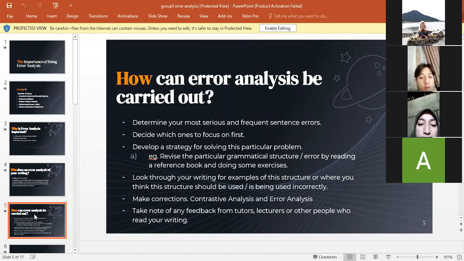Look through your writing for examples of this structure, or where you think this structure should be used or is being used incorrectly. Make corrections, constructive analysis and error analysis. Take note of any feedback from a tutor, lecturer, or other people who rate writing. Rate your writing.